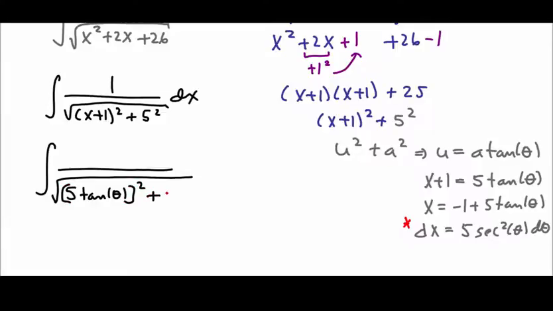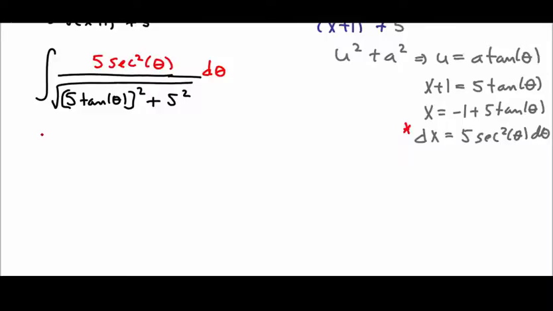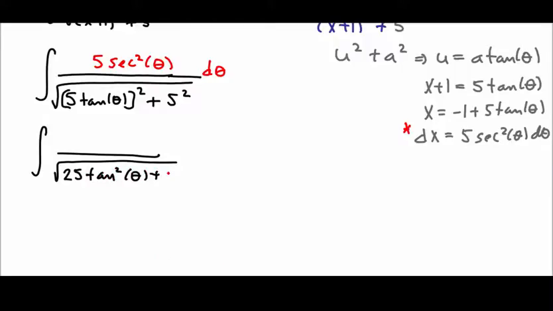So I'm taking that and squaring it. And then in my numerator I have my dx, which is equal to 5 secant squared of theta d theta. And then I just simplify the heck out of this. Lots of algebra here. In the denominator, I can distribute the exponent across multiplication, but not addition or subtraction. So this is going to be the square root of 25 tangent squared of theta plus 25.